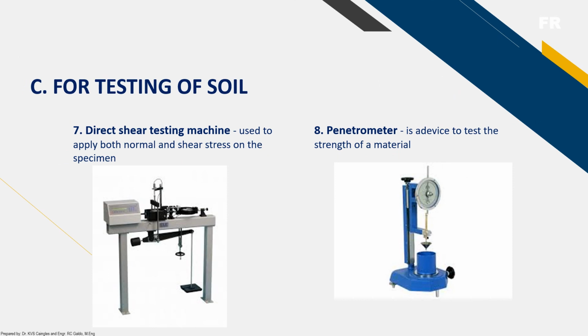Next, we have the direct shear testing machine. It is used to apply both normal and shear stress on the specimen. We also have here the penetrometer. It is a device to test the strength of a material.